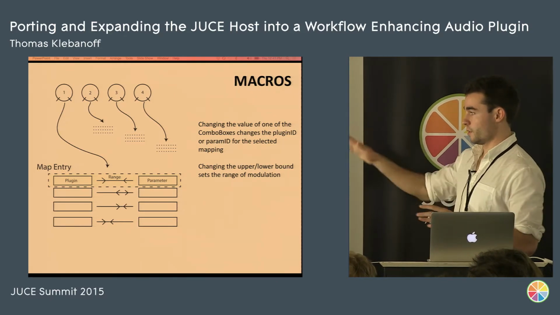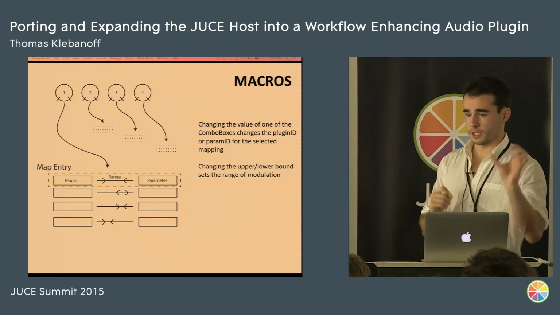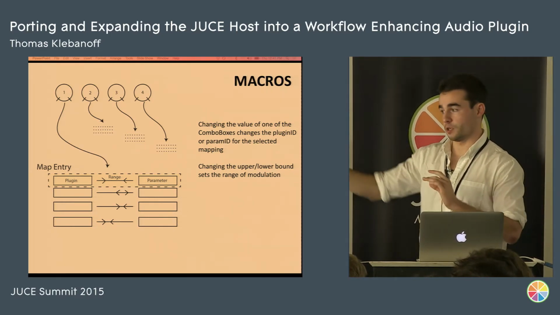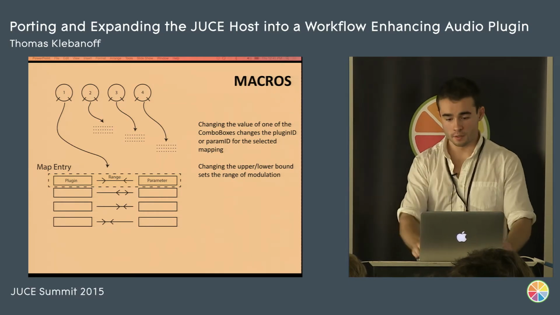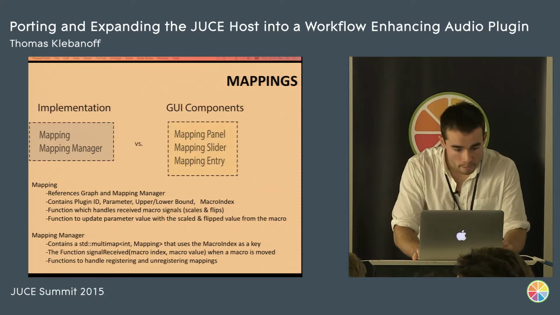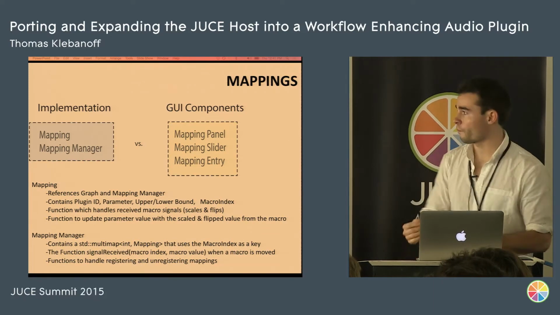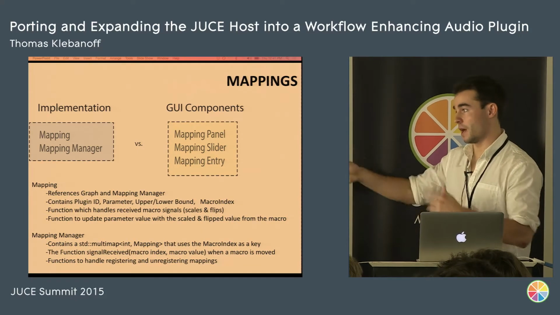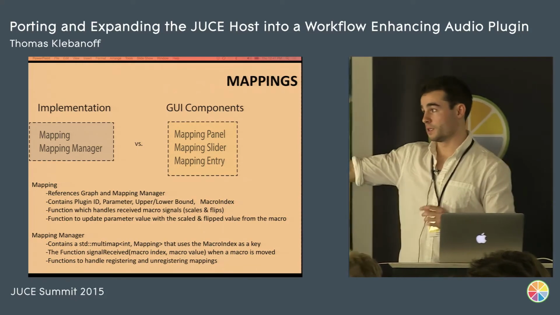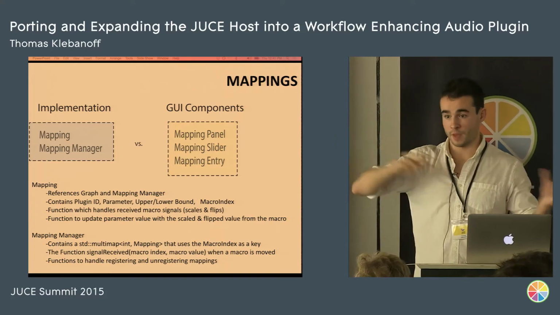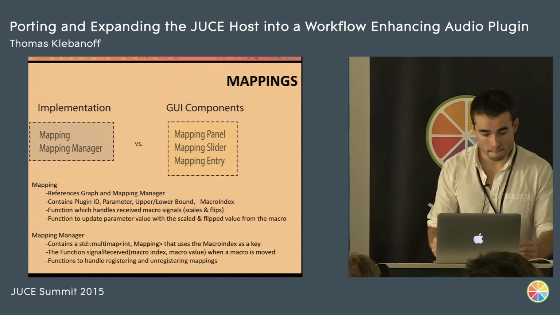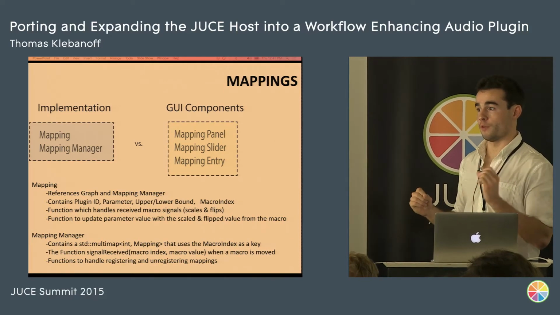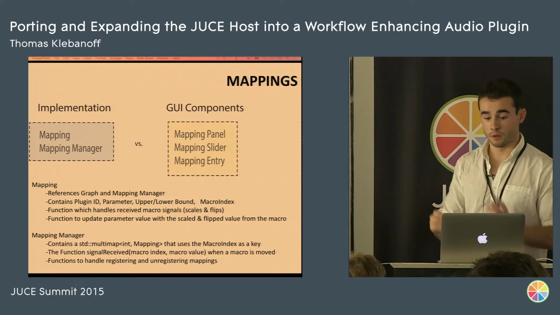Okay. Now I already explained a little bit of this, but when you change the first combo box, it goes through and updates the second combo box so that the two are linked. Okay, so the difference between mapping and mapping manager versus mapping panel, slider, and entry is that these are the GUI components, and those are the implementation of the mappings. As mentioned, it's a multi-map because you could have more than one mapping on each macro.